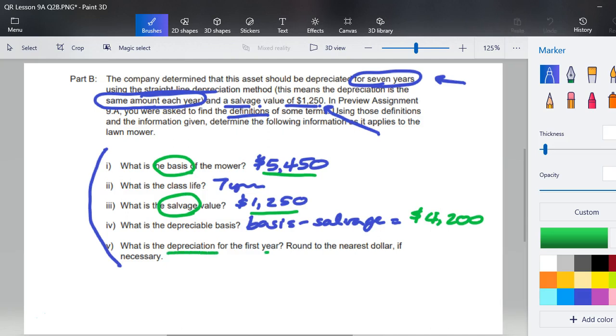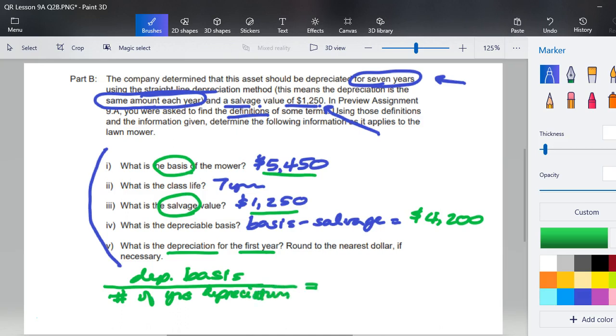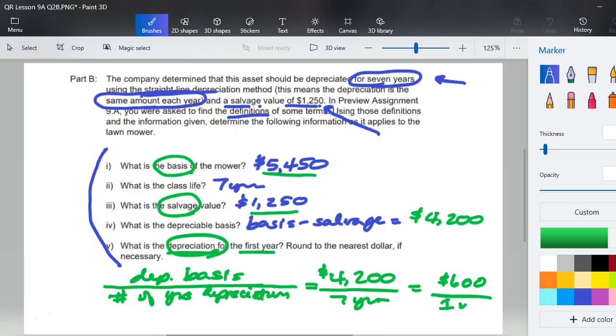Then what is the depreciation for the first year? Round to the nearest dollar if necessary. We're going to take the depreciable basis and divide it by the number of years of depreciation. So our depreciable basis was $4,200. 7 years are the number of years. When we divide out, we get that our depreciation for the first year is going to be $600 for every year.